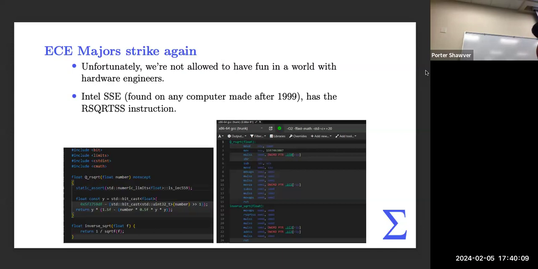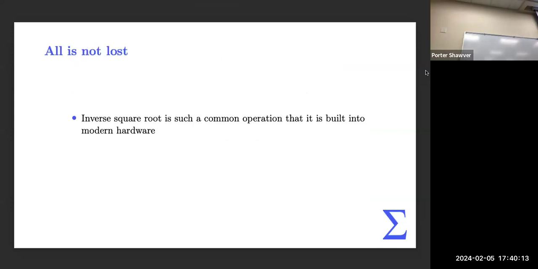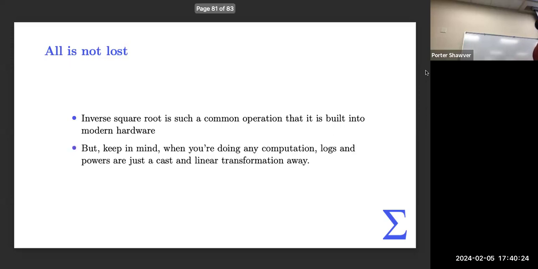So we're not allowed to have fun anymore. But you can still do a lot. It's just that inverse square root is such a common operation that it's built into modern hardware. Any game you play is probably calling inverse square roots every frame 20 times.